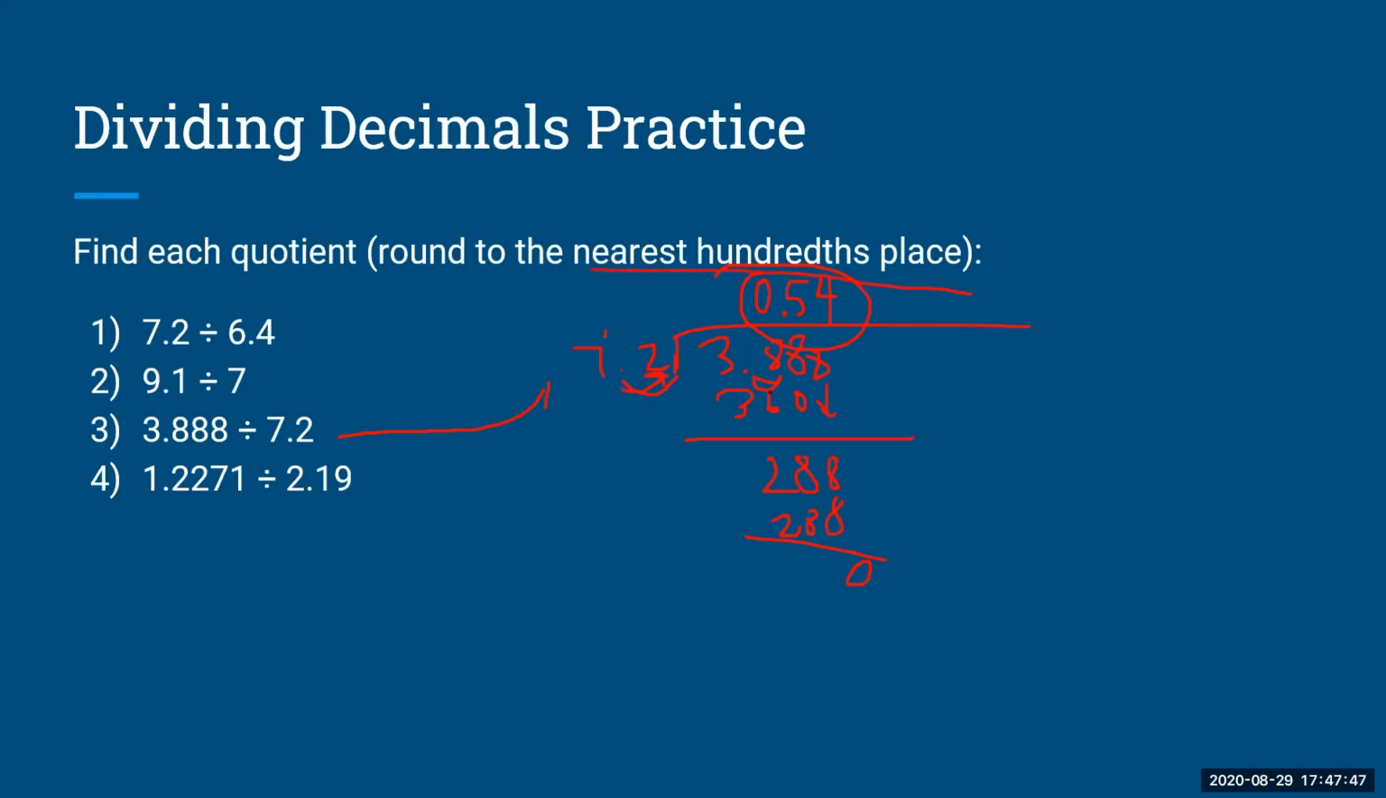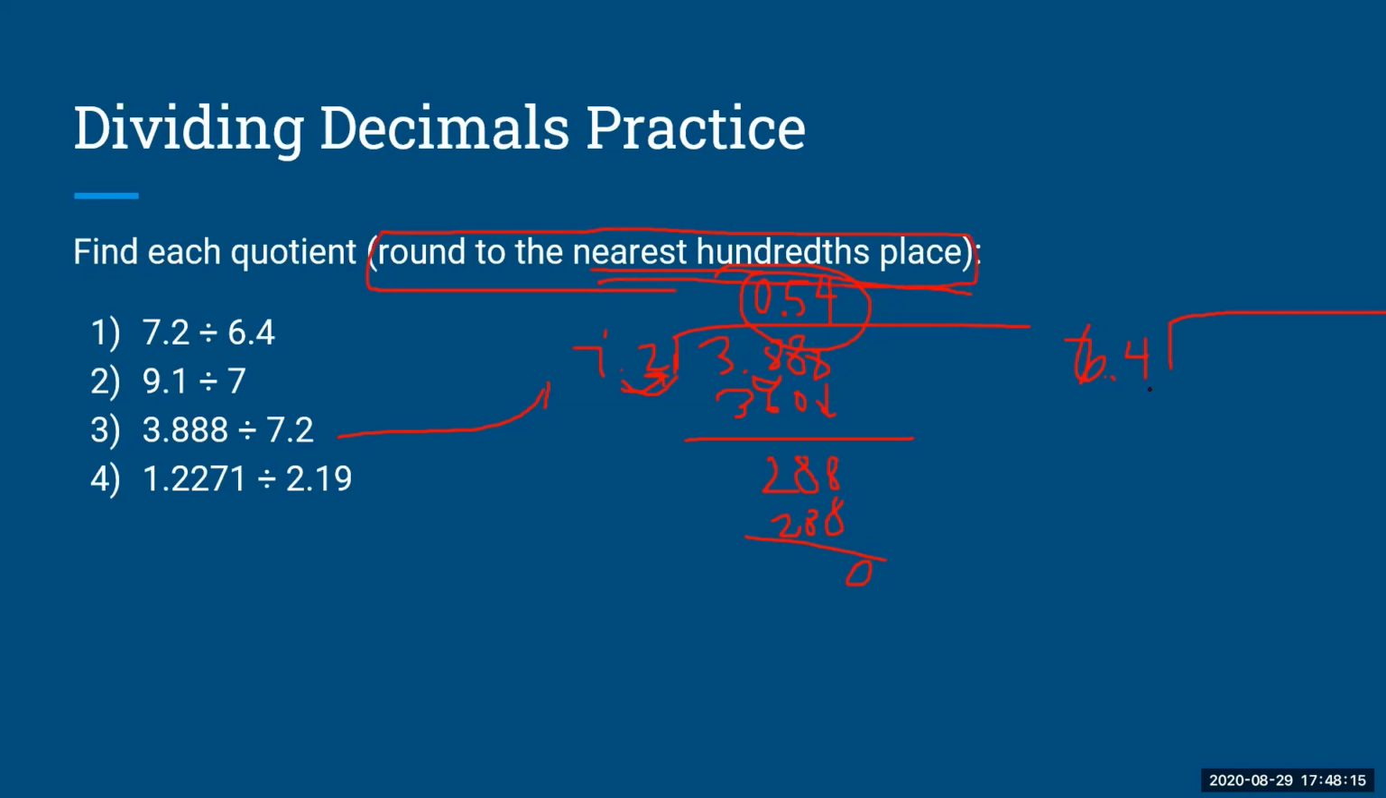Round to the nearest hundredths place. Okay, let's do number 1 then. That's not right, Zoe. Number 1. So 6.4. Read directions, Jenny. Read directions.